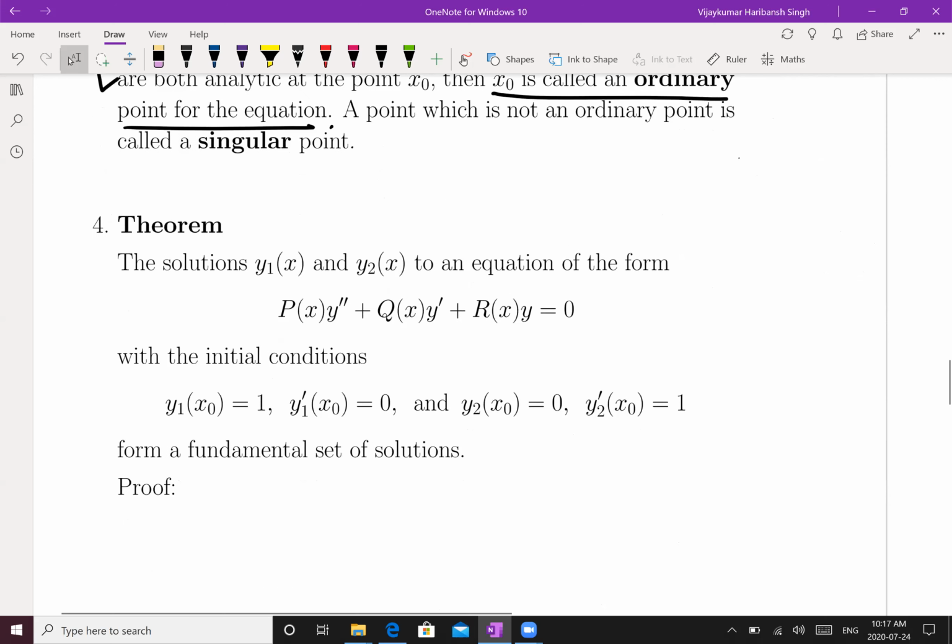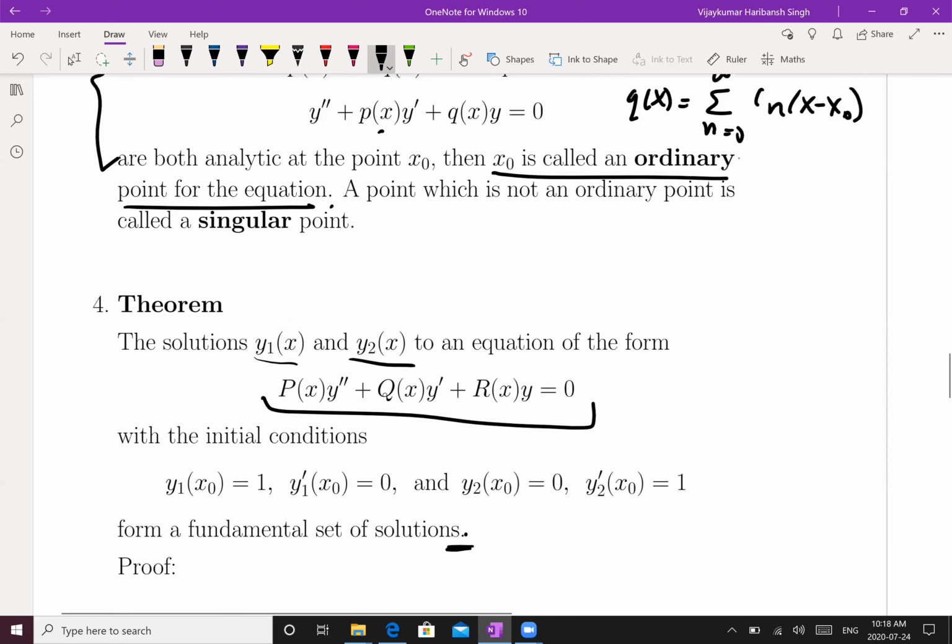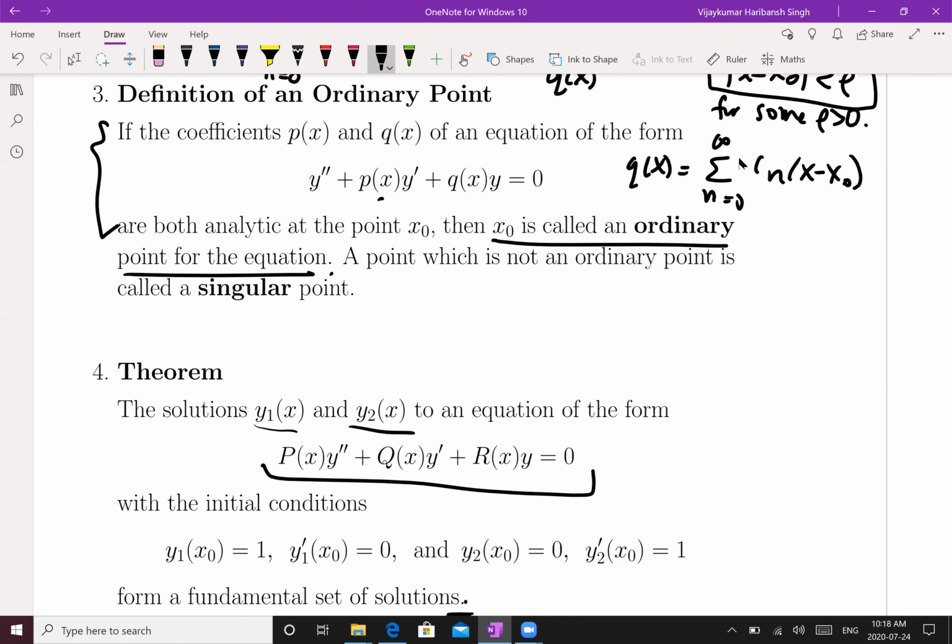So let's have the following theorem for the solution. Suppose we have y1 and y2 as solutions to this equation, P(x) y double prime plus Q(x) y prime plus R(x) y equals 0, with initial conditions y1(x naught) equals 1, y1 prime(x naught) equals 0, y2(x naught) equals 0, and y2 prime(x naught) equals 1. Then such solutions form a fundamental set. So let's try to compare. Here there was no P(x) and here there is a P(x). So what is the difference in this case?